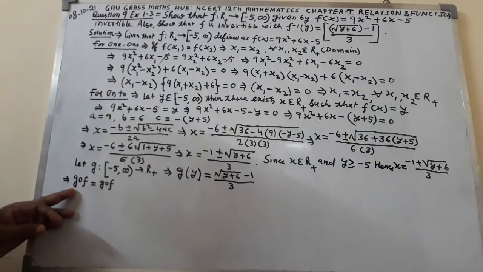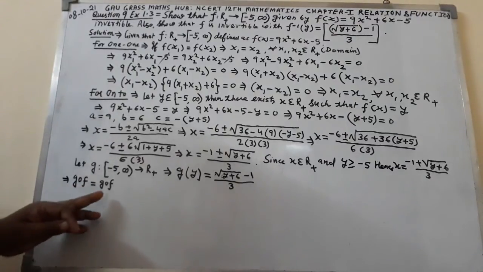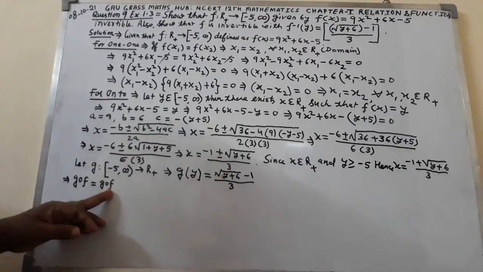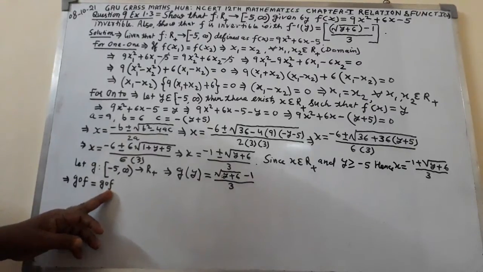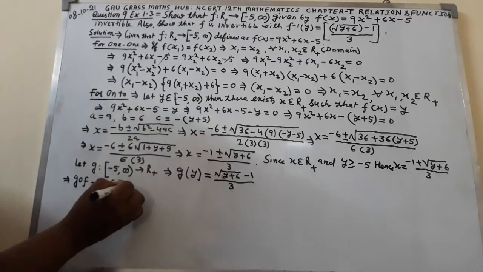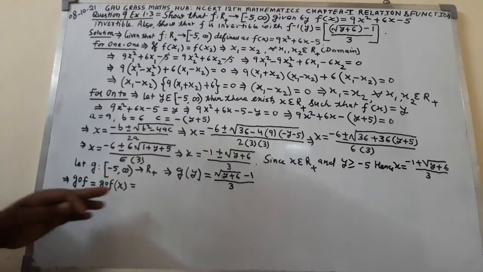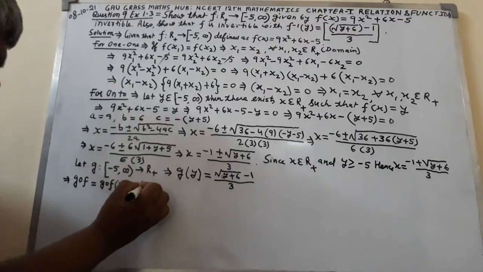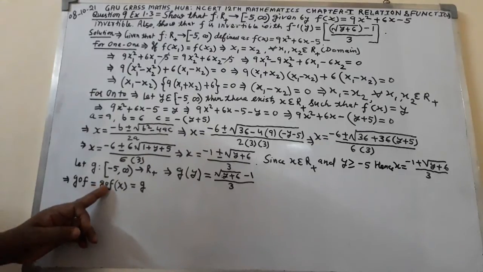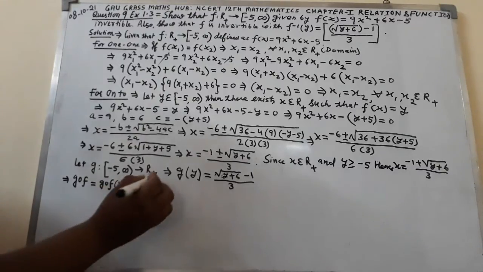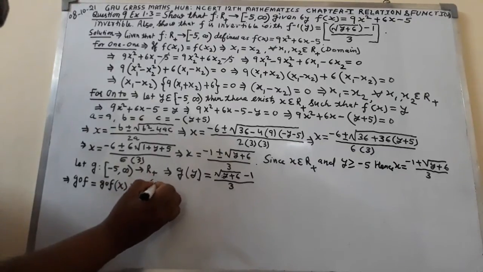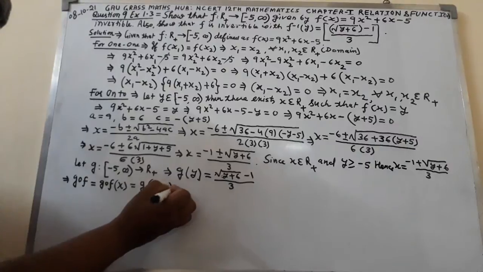Here in g of f, GOF, the last letter is f, so f will be related to x. So here write x. We will get g of f of x. Just separate. In place of the circle, I shall write a bracket, and f of x will be put as it is.